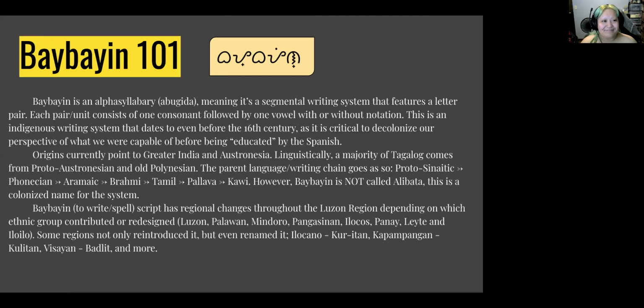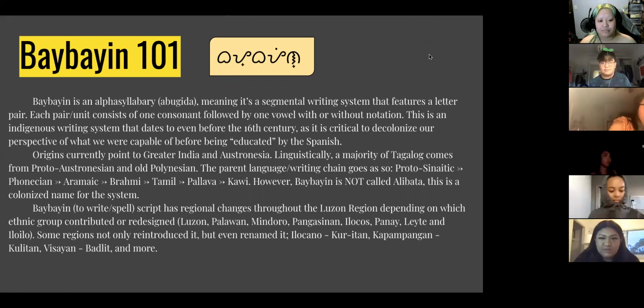Okay. So Baybayin is an alpha syllabary, also called an abugida, which basically means it's a segmental writing system that features a letter pair. So each pair or unit consists of one consonant followed by one vowel with or without a notation. This is an indigenous writing system that dates to even before the 16th century, as it is critical to decolonize our perspective of what we were capable of before being educated by the Spanish.